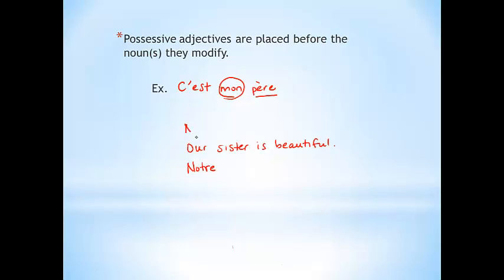Okay. So it's notre sœur est belle. So you have your possessive adjective coming right before the noun it modifies. And then of course, belle agrees with sœur in number and gender. All right. So how do we decide which possessive adjective we want to use?